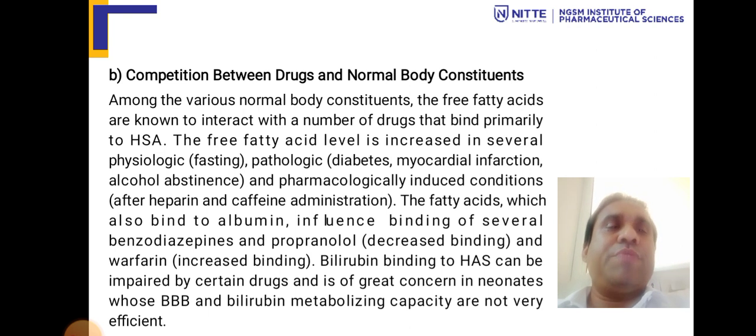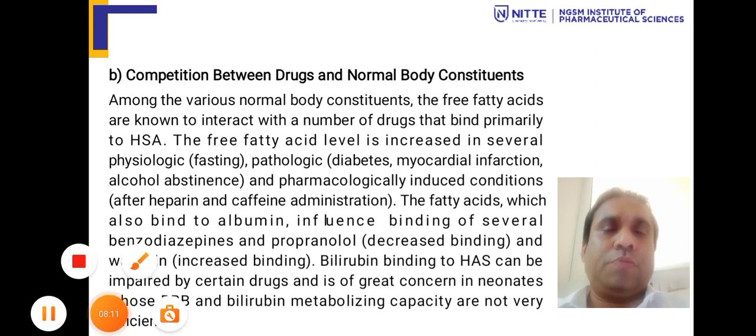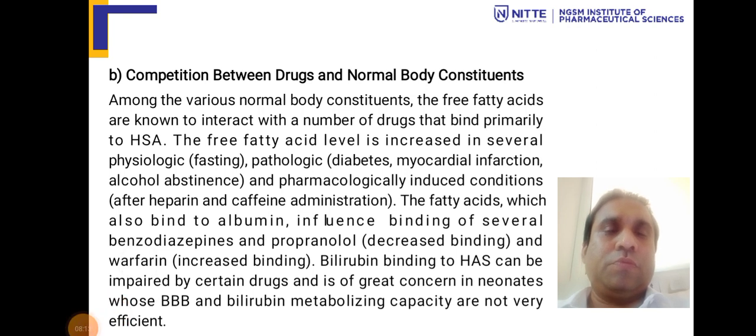The competition between drugs and normal body constituents. Among the various normal body constituents, the free fatty acids are known to interact with a large number of drugs that bind primarily to human serum albumin.